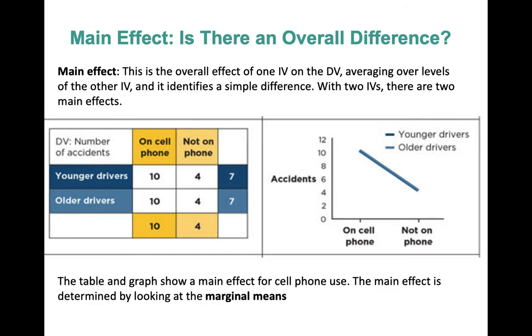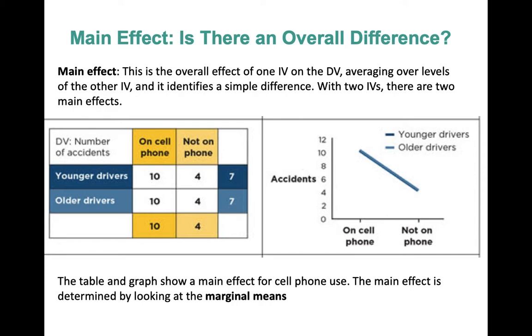So in a factorial design, when there's two variables, we can have two main effects, one for each variable. A main effect is whether there's an overall effect of one of our IVs on the DV, averaging over levels of the other IV. It identifies a simple difference. So with two independent variables, there's two main effects.